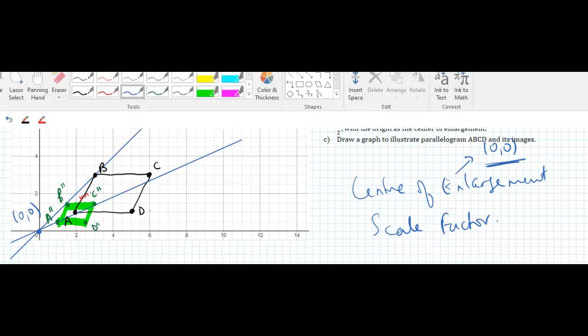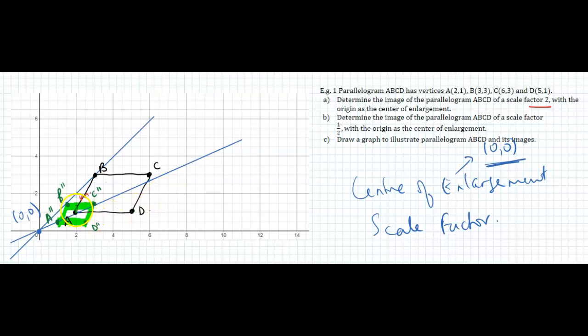Now, for us to get the scale factor, I need to measure. So I could measure this distance here. I really should not have used green. Let me try another color.